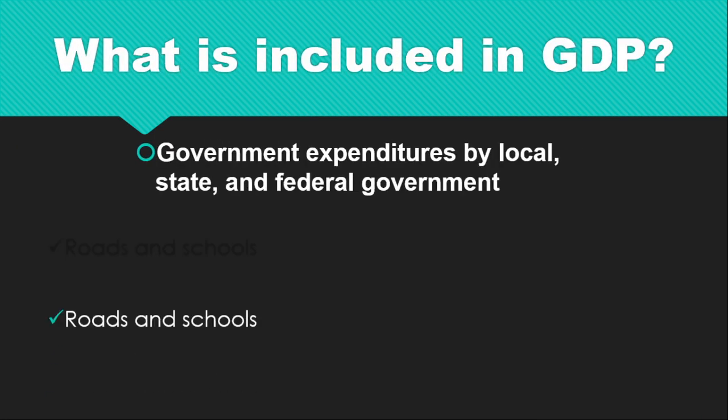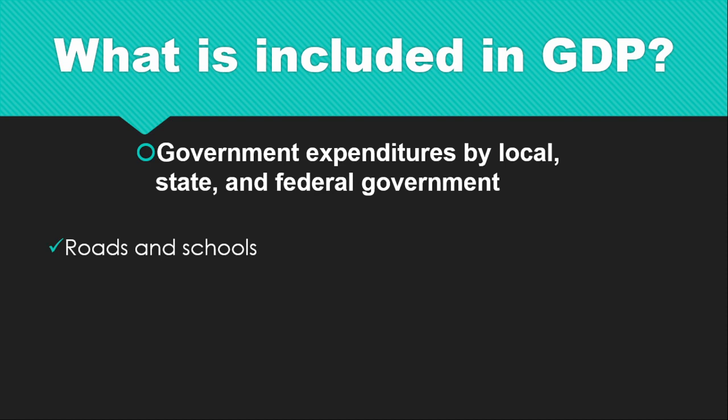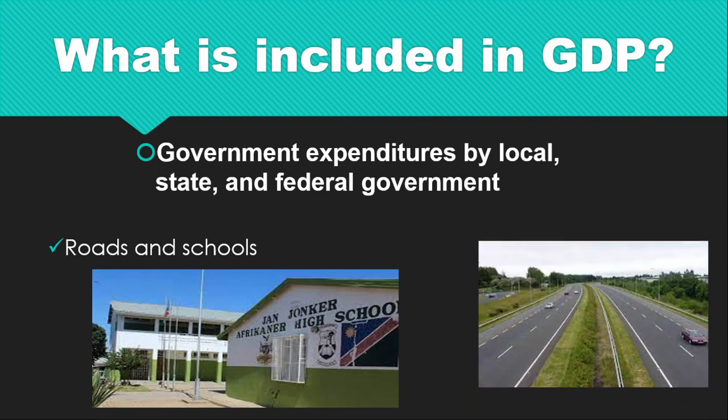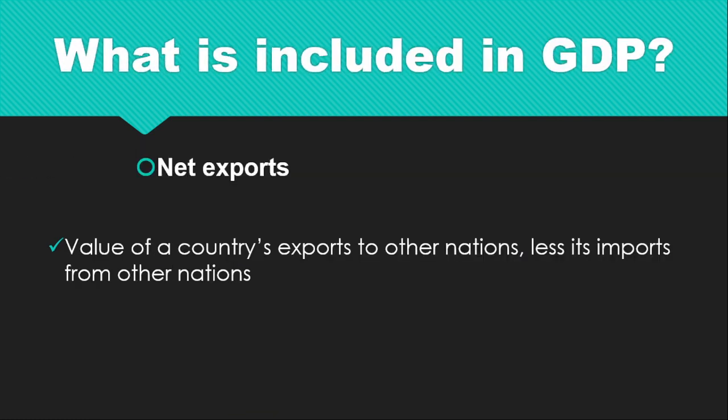Right, and the next one is government expenditures. So with government expenditures, we're talking of construction of roads and schools or public lights and all that. So they are all part of government expenditure. Then the last one is net export. So net exports is actually the value of a country's export to other nations less the imports from other nations.